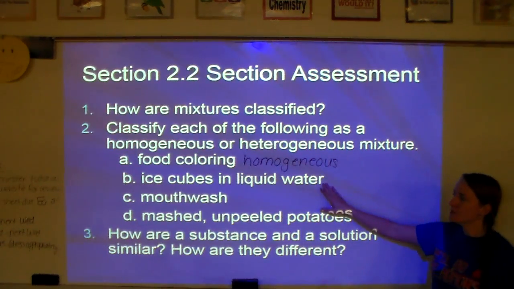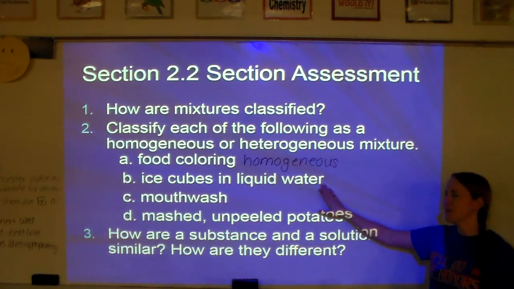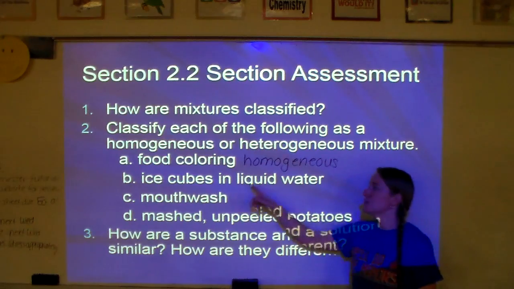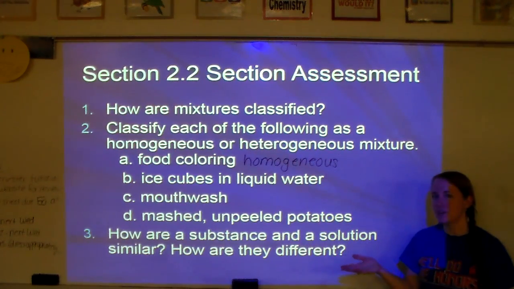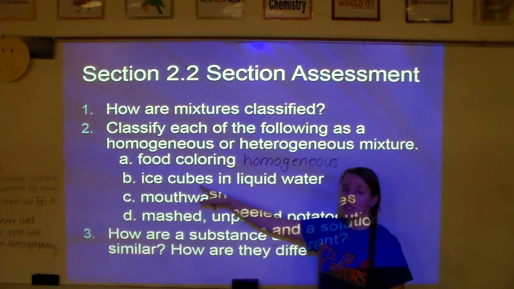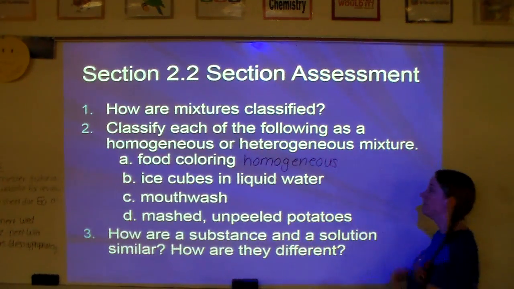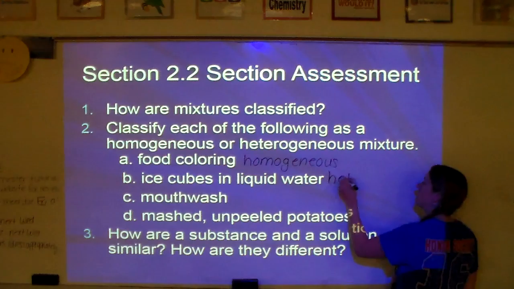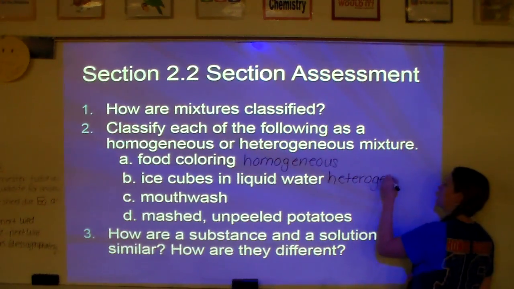All right, ice cubes in liquid water. Now, I know you probably think, well, that's just all water, which it is, so that was a good thought. But when we're talking about mixtures, we still consider the different states of matter to be different parts. So can you see the difference in the liquid and the solid? Yes. So since we can visually see those different parts, this would be considered heterogeneous.